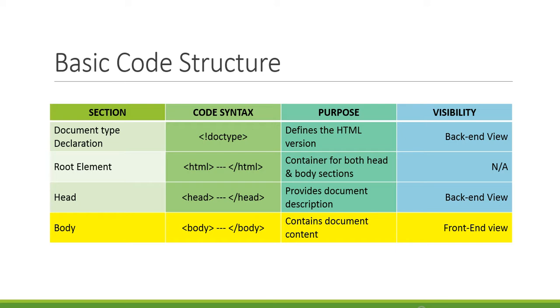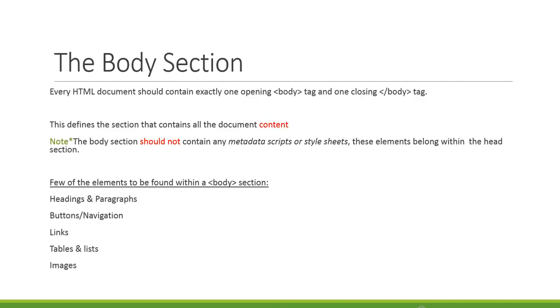And finally, we have the body section, which also appears within the HTML root element. It's identified by the opening and closing body tags, and this contains the document content like pictures, text, paragraphs, headers, anything visible to your browsers, and this refers to front-end view. Now, in this video, we will be covering the body section.